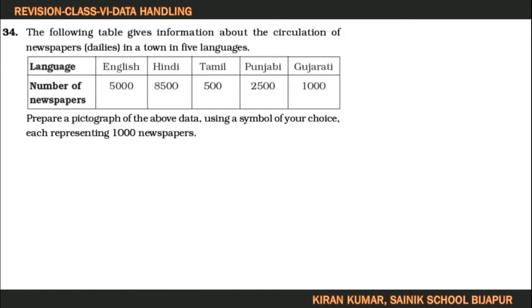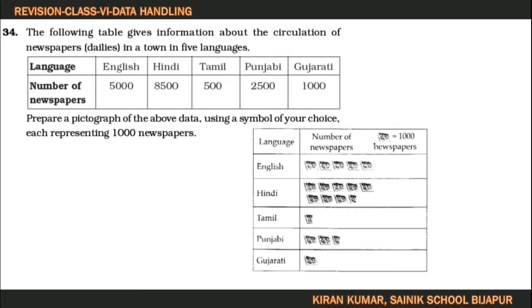Next one is similar to the question. Here we need to make a pictograph. Question is, the following table gives the information about the circulation of newspaper in a town in 5 different languages. The language and the newspaper are mentioned in this table. We need to make pictograph using a symbol of your choice, each representing 1,000 newspapers. Look at this. Here, this particular symbol indicates 1,000 newspapers.